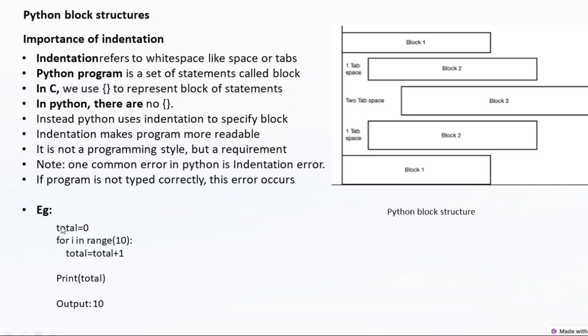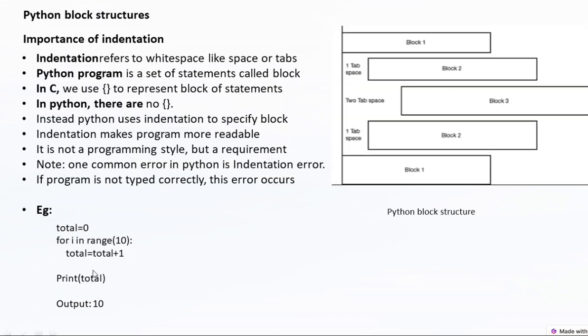For example, in this program, I've declared a variable total is equal to 0. I've started a for loop, for i in range of 10, and you have to follow it with a colon. So i starts from 0 and it will go up to 9. i is going to have 10 possible values. Under the for loop I have a statement, total is equal to total plus 1. So you have to give a space here or a tab space.